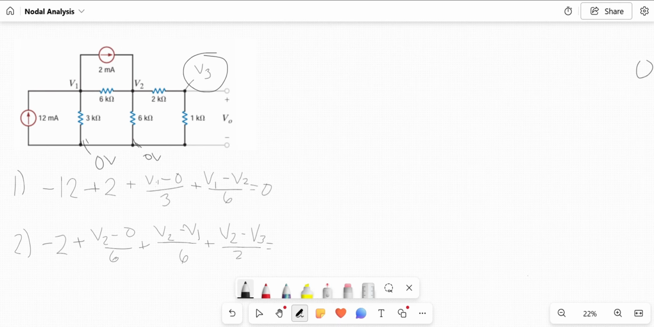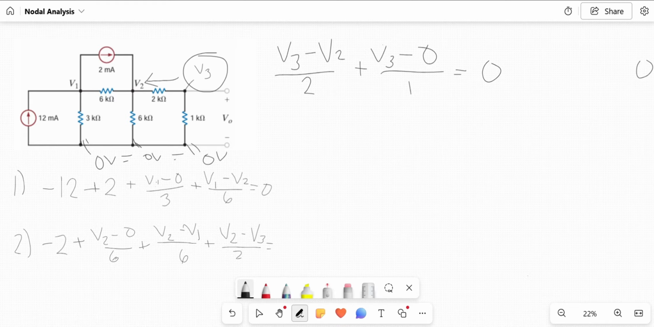Focusing on this node V3, our final node, we will be finding the current in this branch. Again, with respect to V3, V3 minus V2 over 2. And since this is ground, since all these bottoms are the same, this will be plus V3 minus 0 over 1 equals 0. That is our final KCL equation.